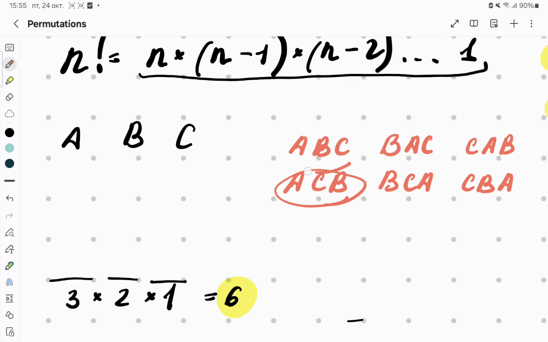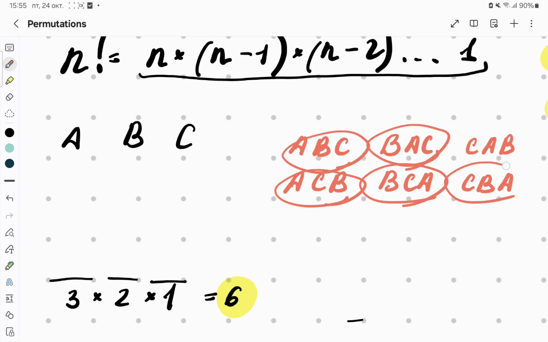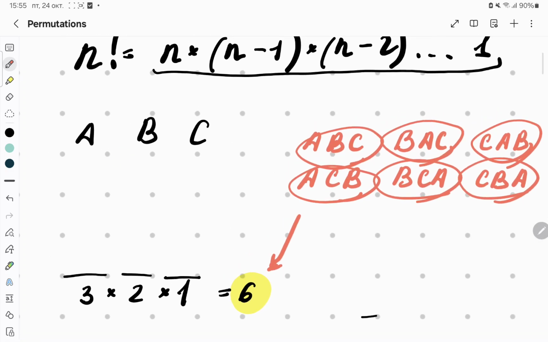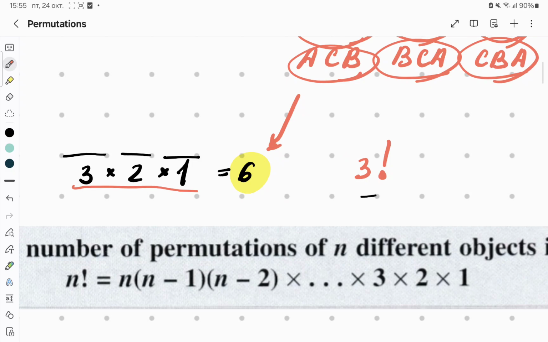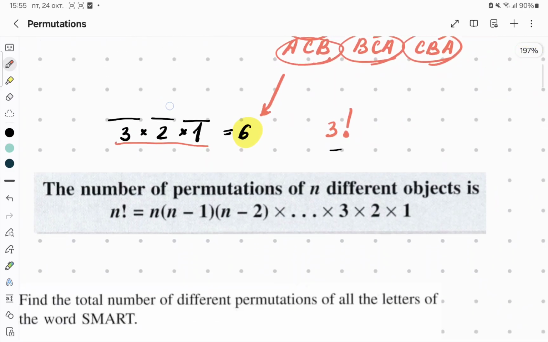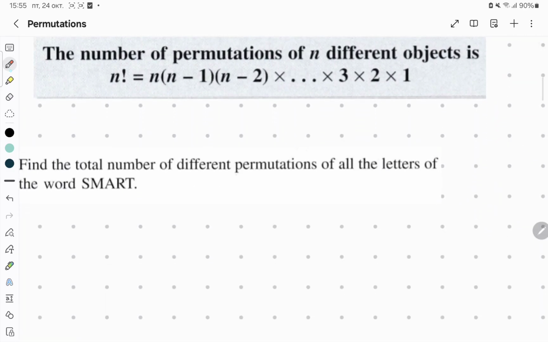So this 6, the number of words, is what permutation says. On the other hand, we can say that this is also 3 factorial, right? So it means that the number of permutations is 3 factorial, or n factorial for the general case. Let's have a look at the formula. The number of permutations of n different objects is n factorial, which equals the definition of factorial, right?